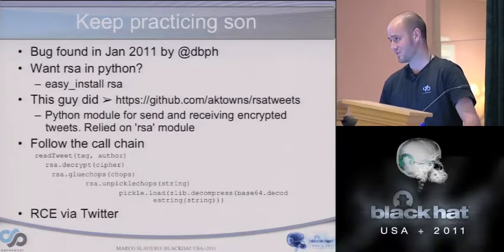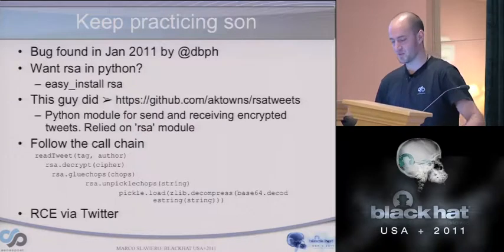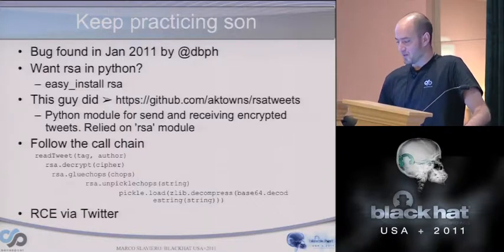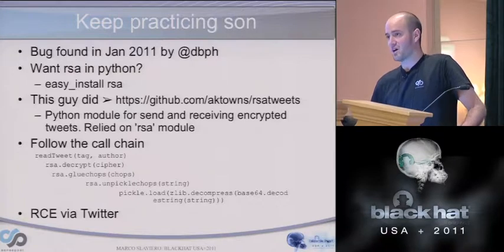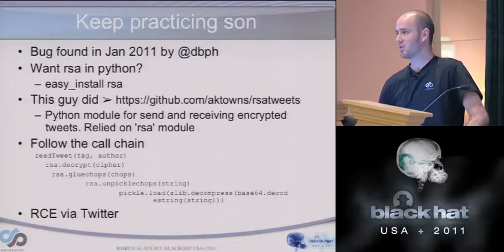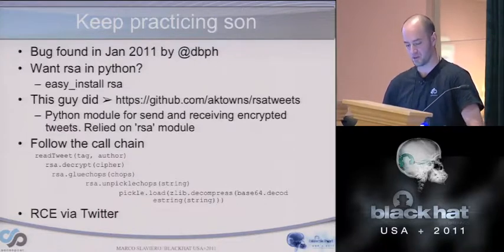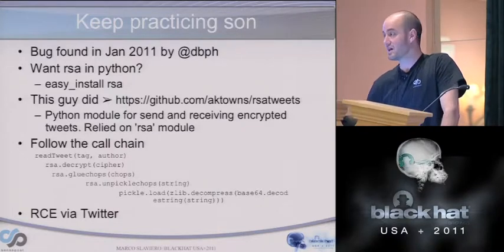Here's another example just to give you an idea of where we can go with Pickle. This was pointed out to me by a Twitter user, a guy called Dave, DBPH. What he found in January of this year was that there was a bug in the RSA module for Python. So if you easy_installed RSA, and if you use Python, you'll be familiar with easy_install, then that RSA module had a Pickle loading vulnerability. Basically, encrypted strings were written out as serialized objects.